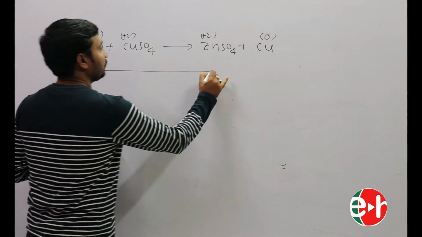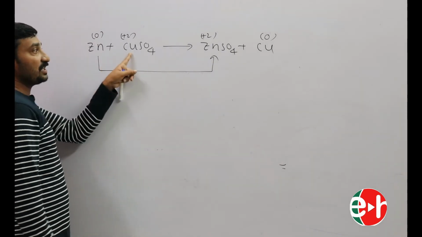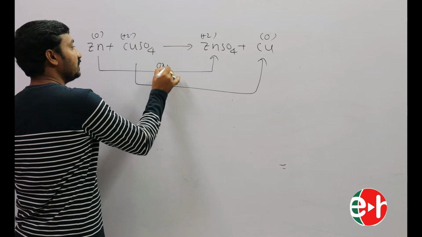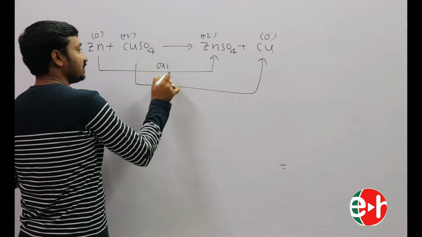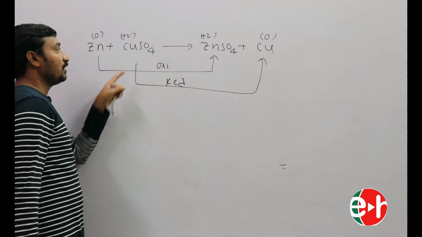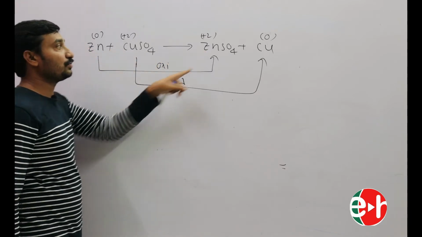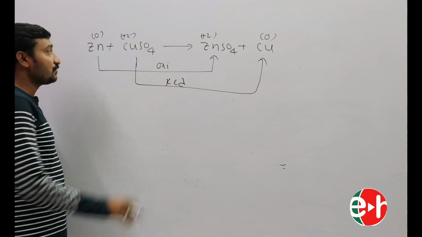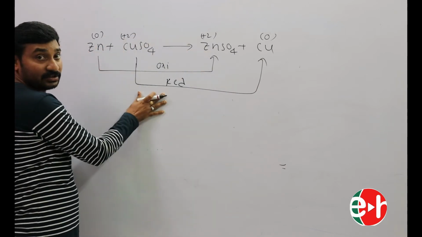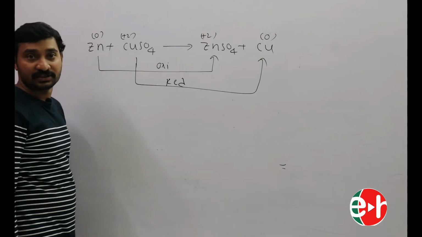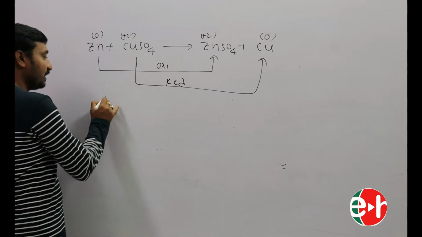Oxidation. +2 to 0, reduction. This is oxidation and this is reduction. 0 to +2 oxidation and +2 to 0 reduction. So this is also a redox reaction. In redox reaction, what type of redox reaction? Displacement reaction. Okay, one more example.